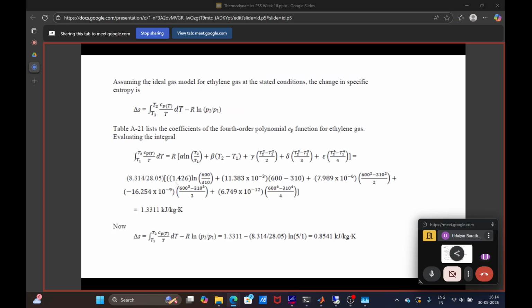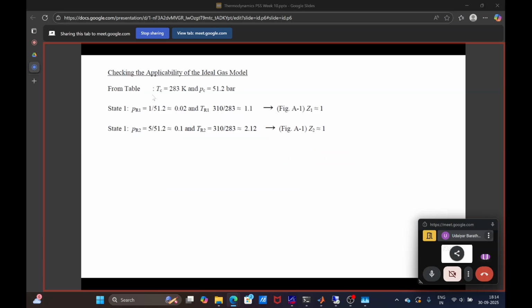To see if this ideal gas model is applicable, we can straight away check the compressibility factor. If the compressibility factor is close to 1, that says the ideal gas model can be applied.